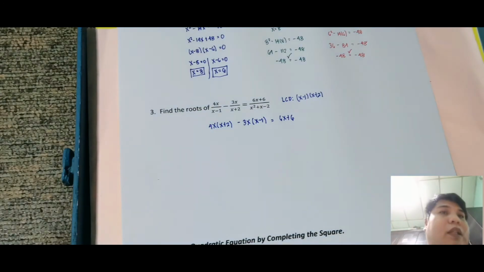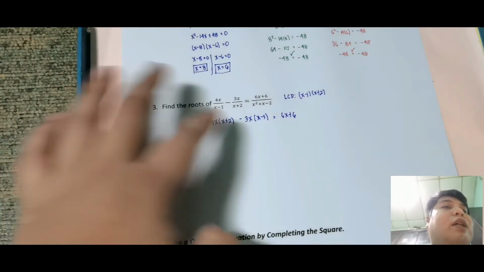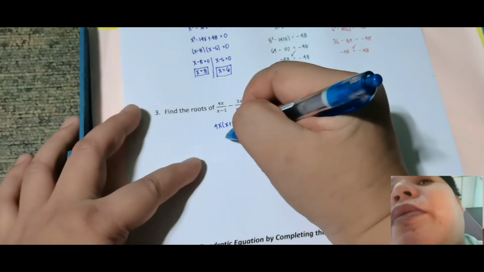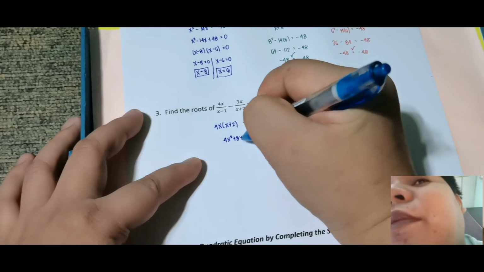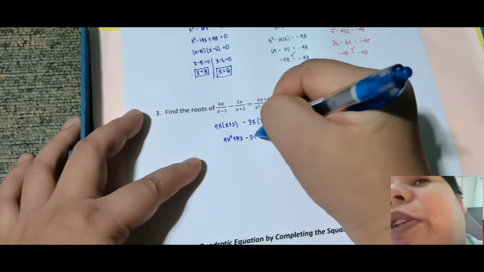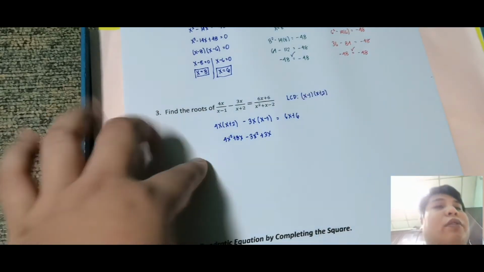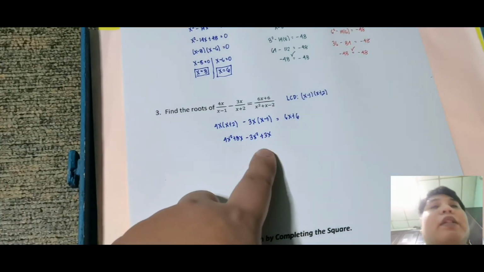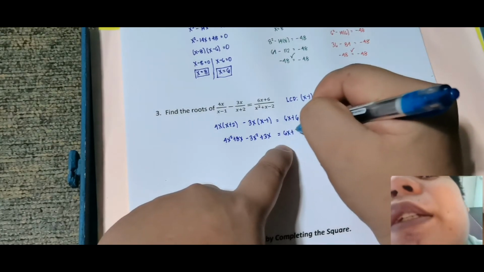Okay, then kindly simplify din dito. So, distribute natin si 4x sa x plus 2, si 3x sa x minus 1. So, this is 4x squared plus 8x minus 3x squared plus 3x. I think naman wala na akong na-misplace. So, equal to sa 6x plus 6.